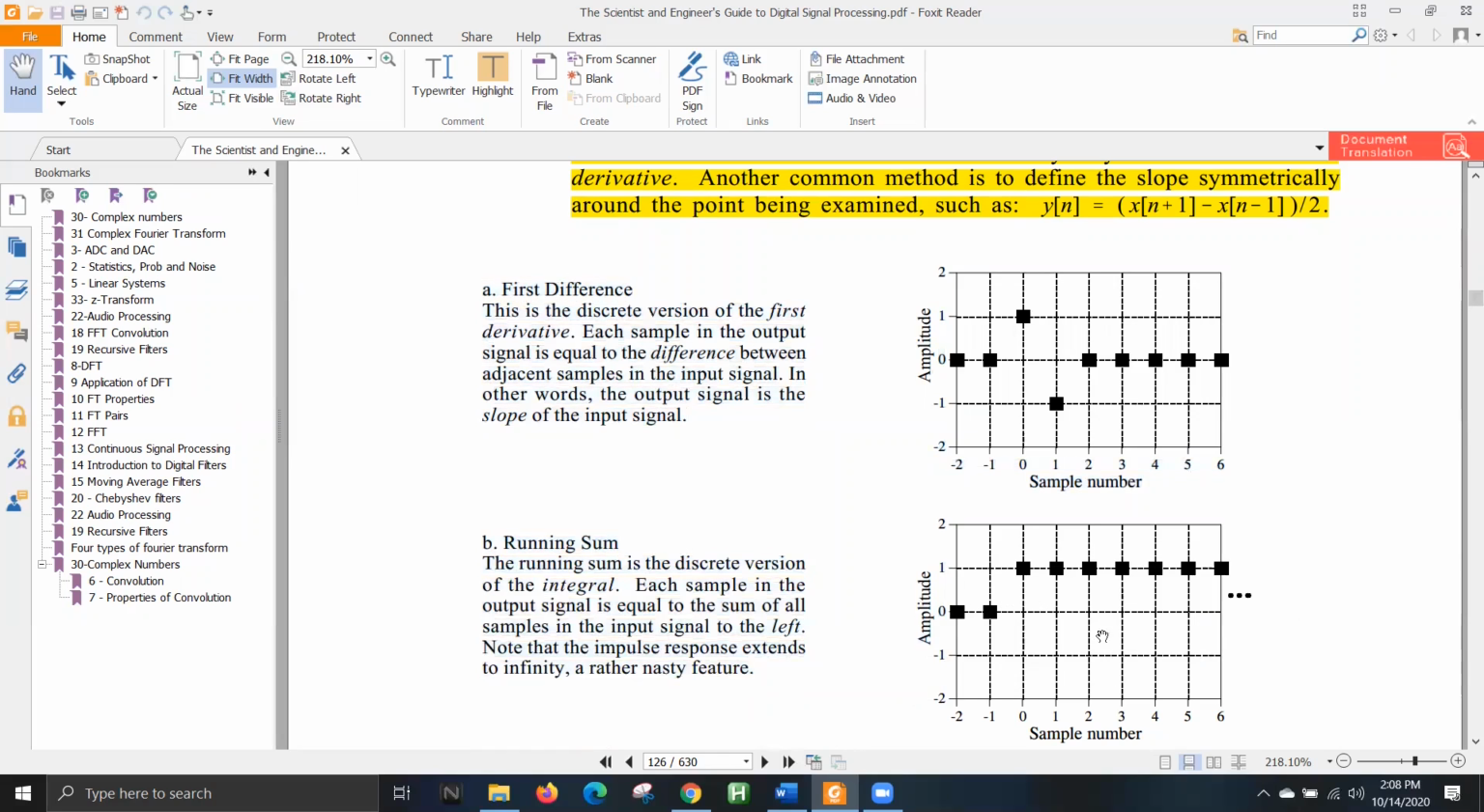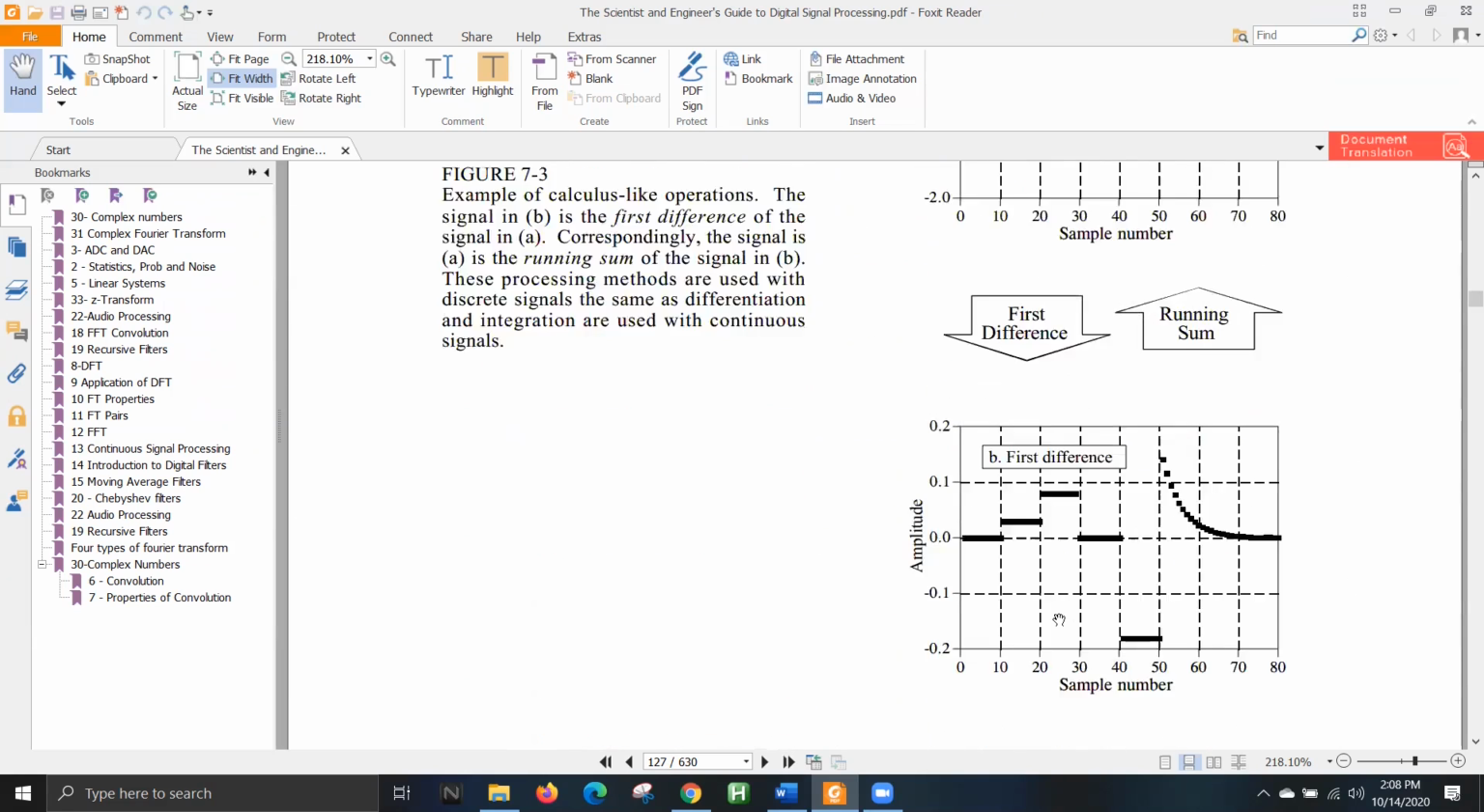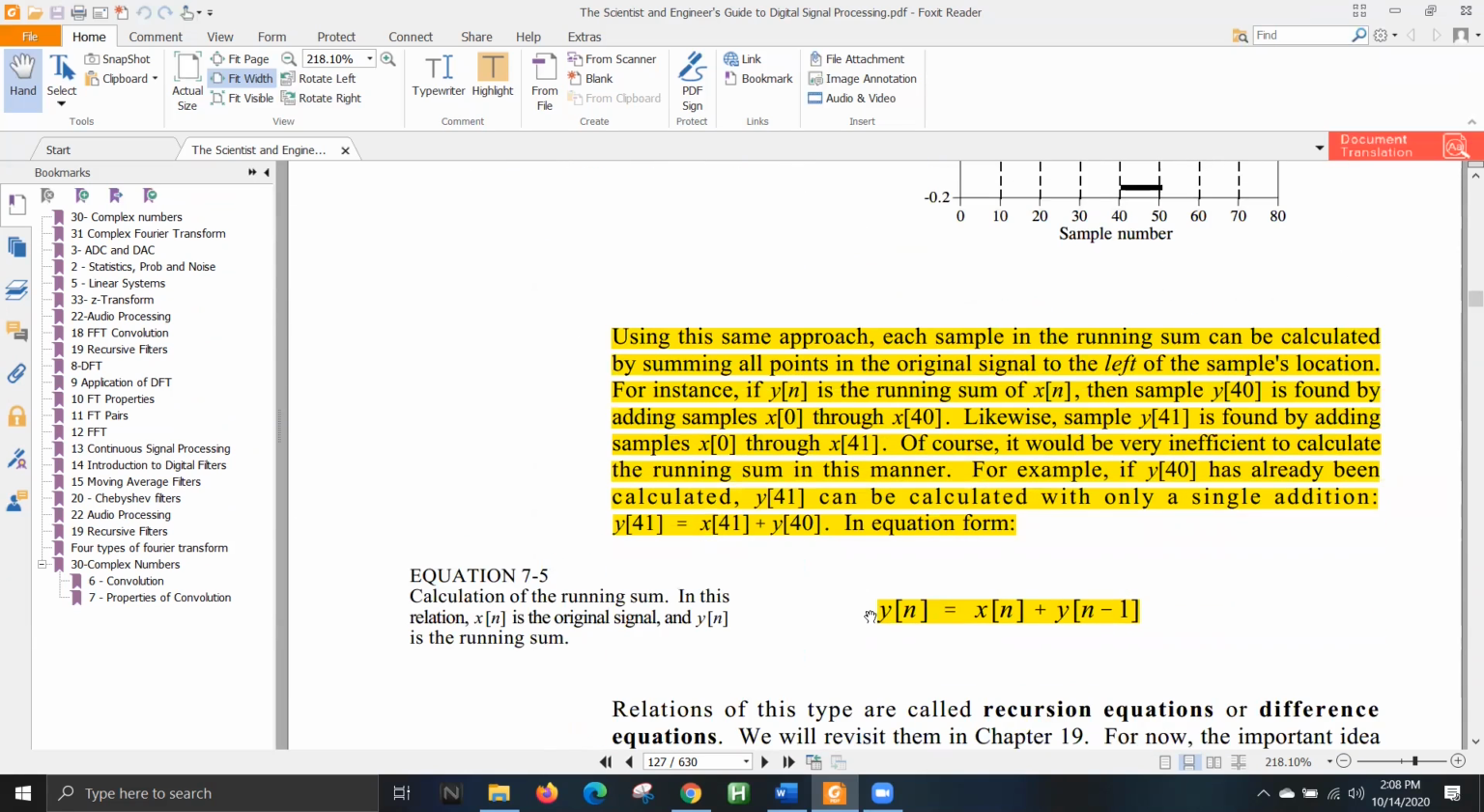So if your h[n] is like a step function starting at 0, then what you will basically get is the running sum as the output. So this is what your output will behave like. Okay, so before that there is a thing, and I'm going to actually talk about what this thing is.